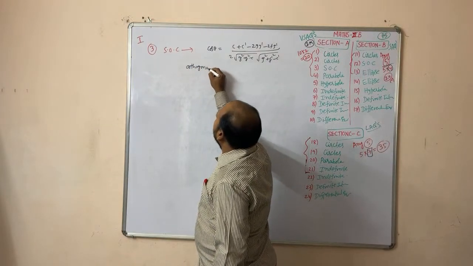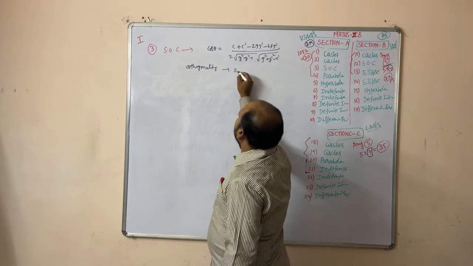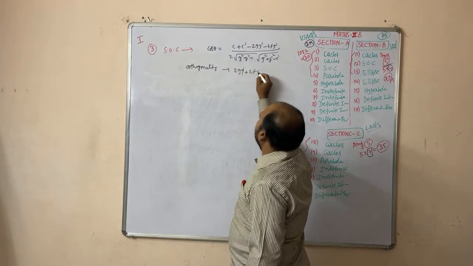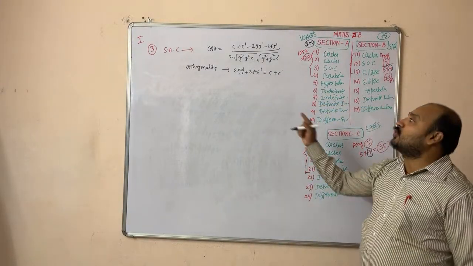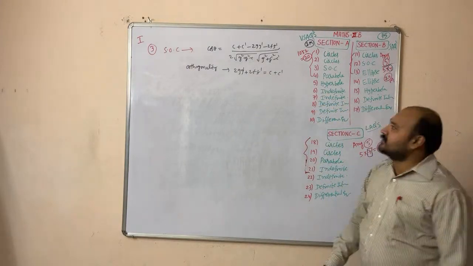Next, the orthogonal condition, orthogonality: 2gg dash plus 2ff dash is equal to c plus c dash. This is the condition for orthogonality of circles, dear students.